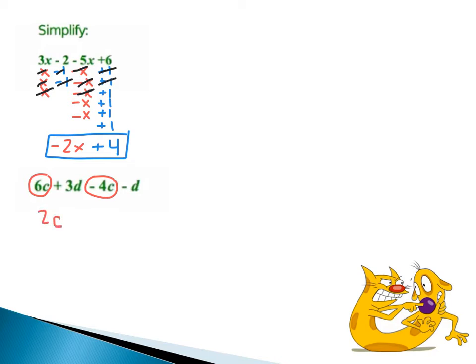What else do we have in common? Well, we have 3d, positive 3d, and negative d. Now, negative d, there's no number there. What do I do? Well, remember, when there's no number in front of the variable, there technically is, and it's 1. So this one really says negative 1d. So again, combine 3 plus negative 1, that's going to give me plus 2d. So I get 2c and 2d. Notice c and d, a little cat dog action.